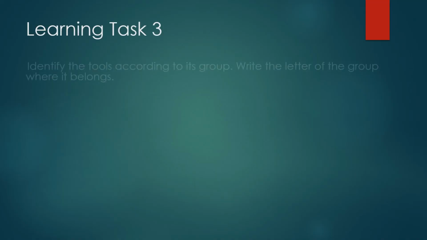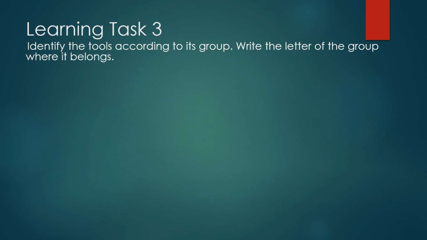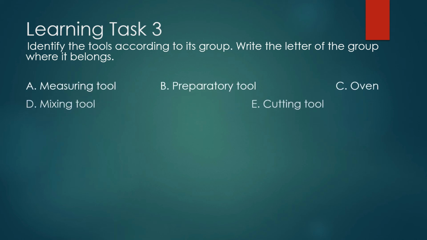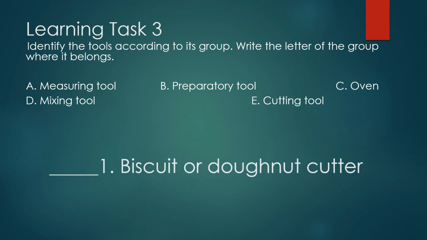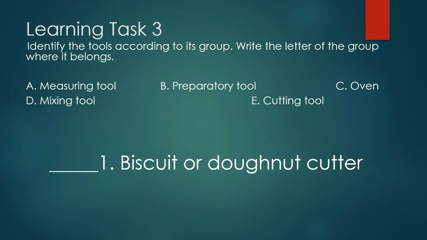For learning task number 3, you have to identify the tools according to its group. Write the letter of the group where it belongs. So the groups are A, measuring tools; B, preparatory tool; C, oven; D, mixing tool; E, cutting tool. Example number 1, biscuit or donut cutter. And your answer is correct. Letter E, cutting tool.